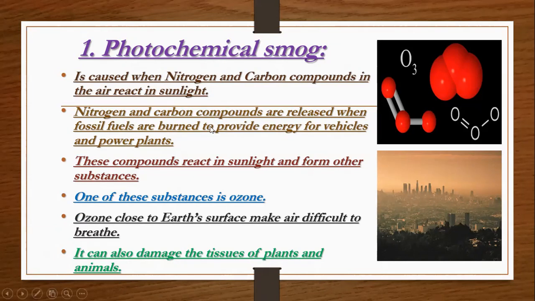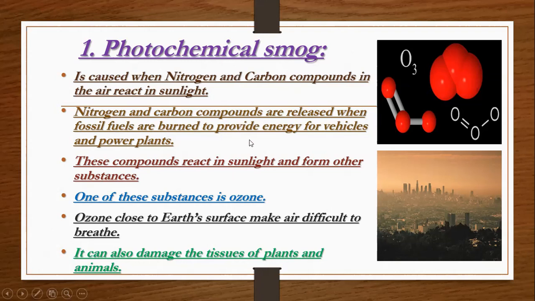They come from, or are released when, we burn fossil fuels to provide energy for vehicles and power plants. Generating electricity, you burn fossil fuels. Providing energy for vehicles, you burn fossil fuels. When you burn fossil fuels, these factories release materials that are very harmful and dangerous to the atmosphere. When these compounds, nitrous oxide or carbon dioxide, react with the sunlight, what will happen?